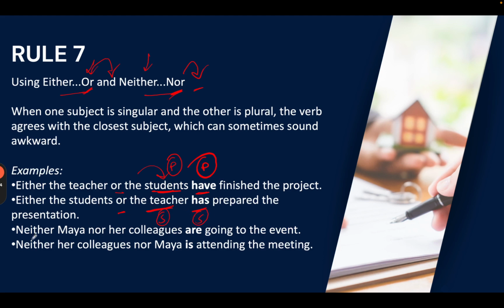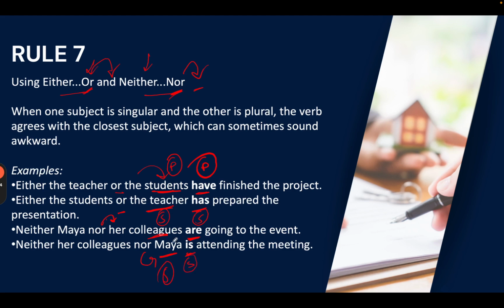Now let's look at the next sentence. Neither Maya nor her colleagues. So what do I have after "nor"? Colleagues. Now that's plural in form. So my verb is also going to be plural, that is "are." Neither her colleagues nor Maya. So now I have a singular form after "nor," that is Maya. So my verb is also going to be singular in form, right?